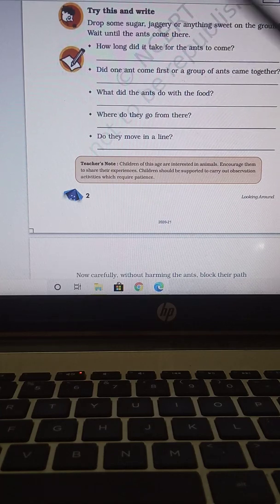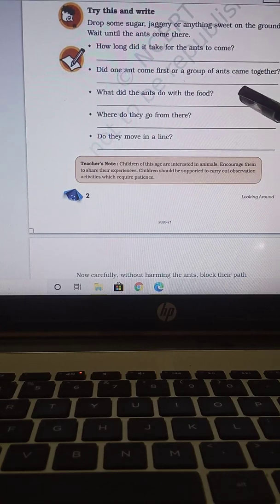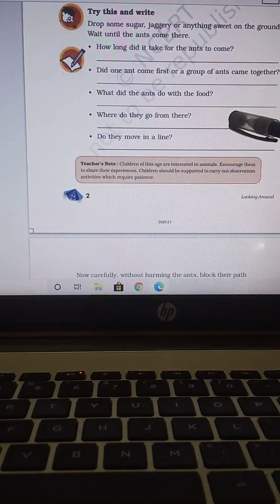You have to drop some sugar or something on the ground, and then you have to wait for the ant to come, and then you have to find out what the ant did, according to all these questions. You have to examine and answer.